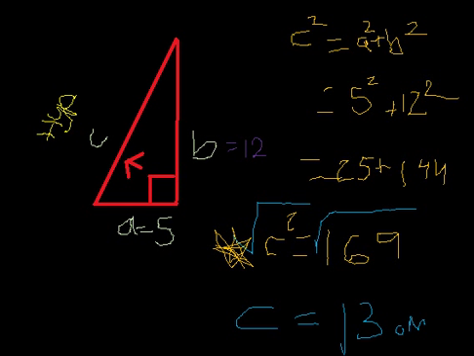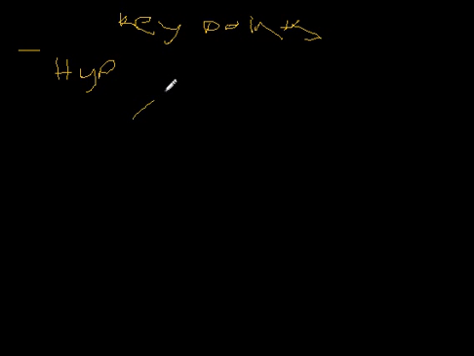Alright, that's about it. Let me just give you some key points. Wrap it up. Key points. Okay, so key points. So remember that the hypotenuse, HYP, is the longest side. The longest side in the triangle.